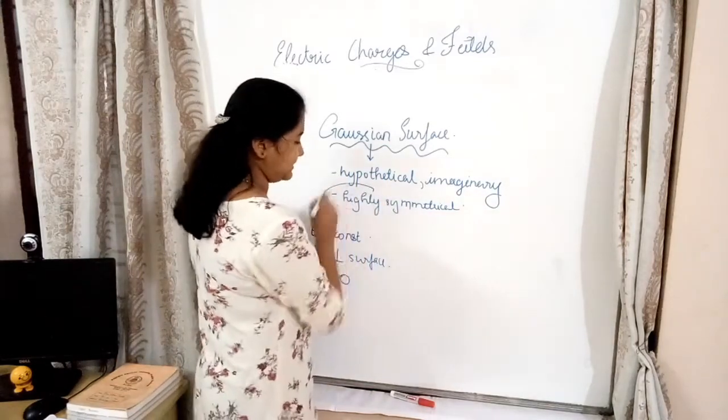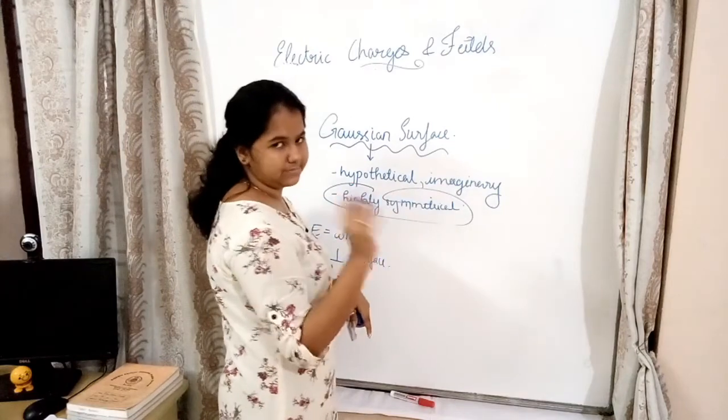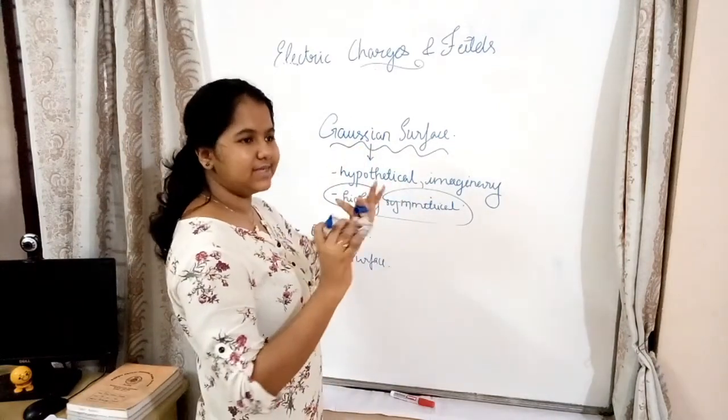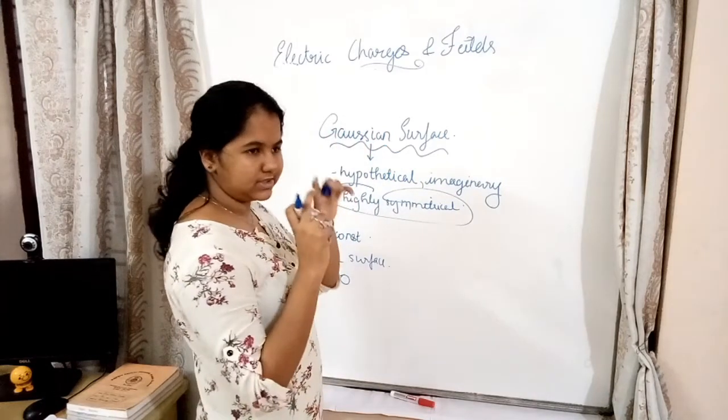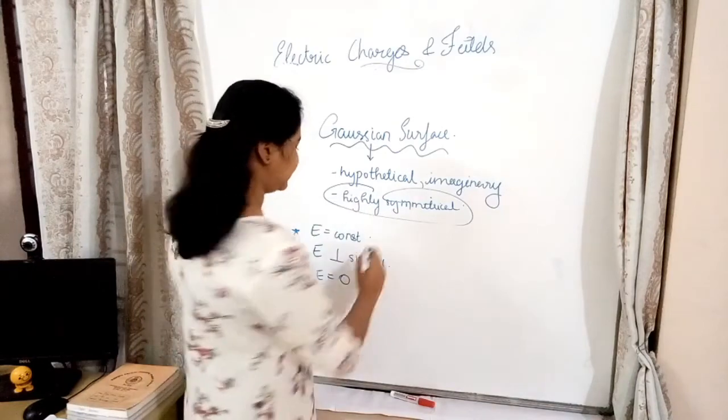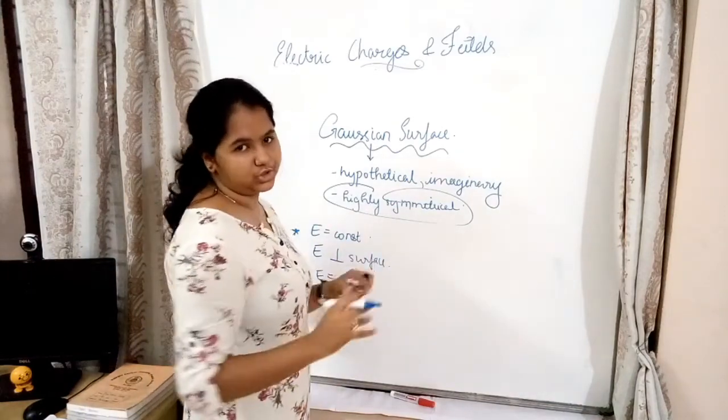So it's a highly symmetrical surface. Okay, always it's highly symmetrical. So to be a Gaussian surface, or a Gaussian sphere or Gaussian cylinder, one of these conditions should be followed.